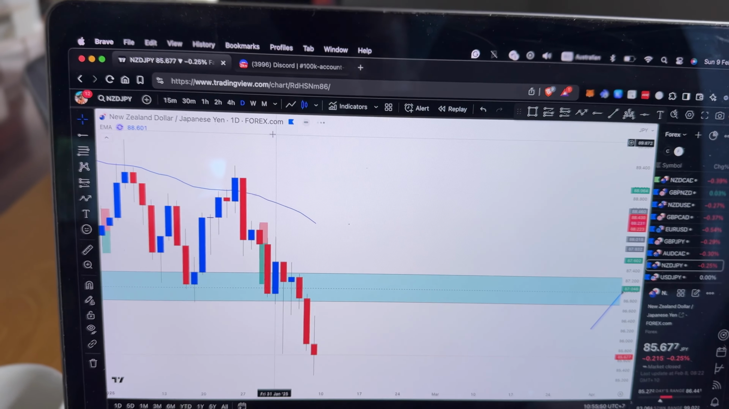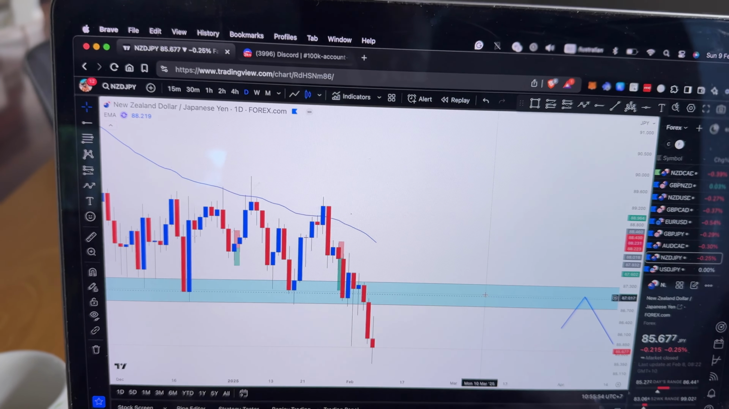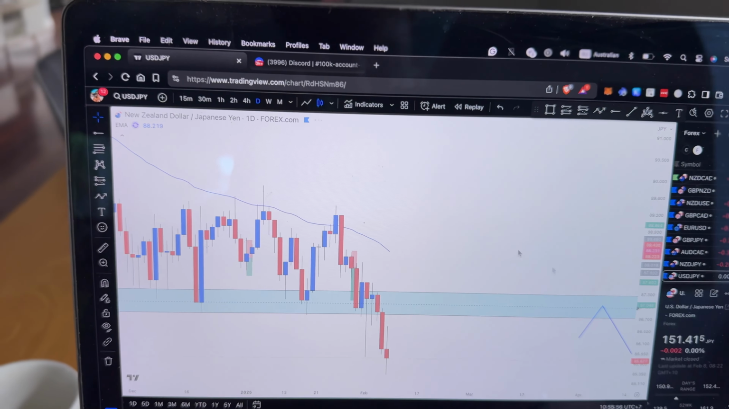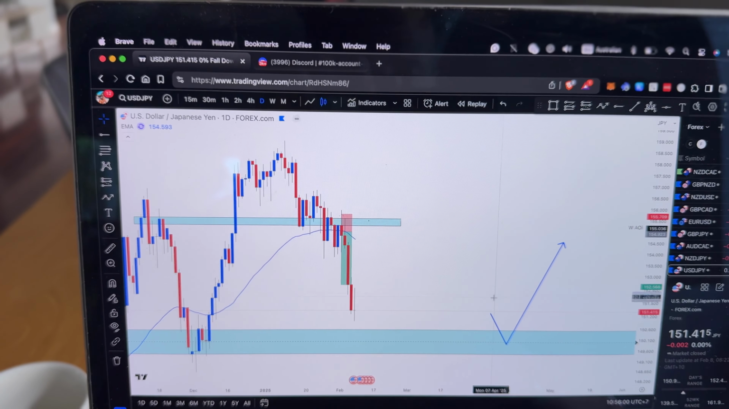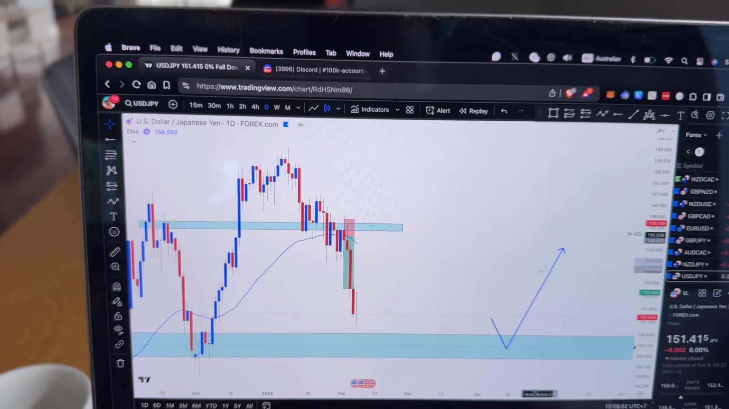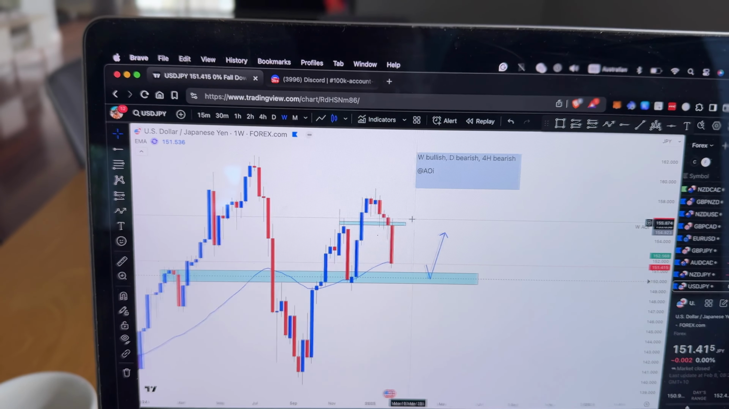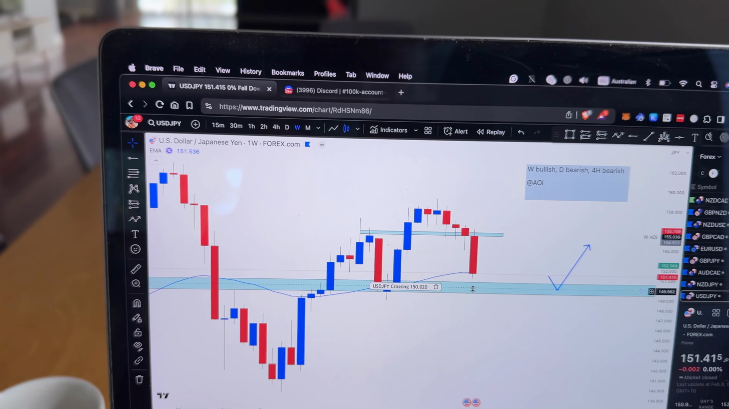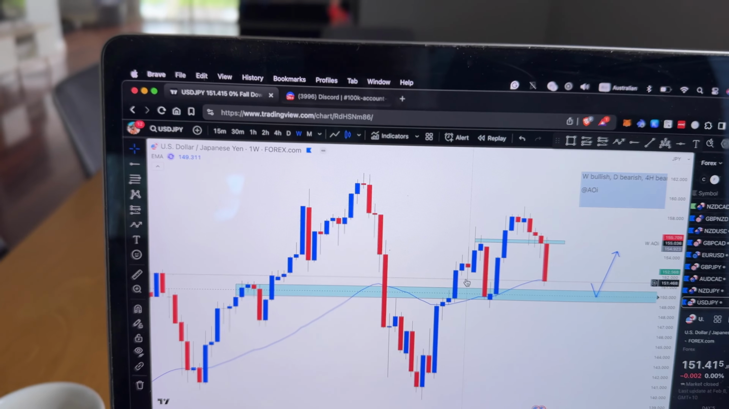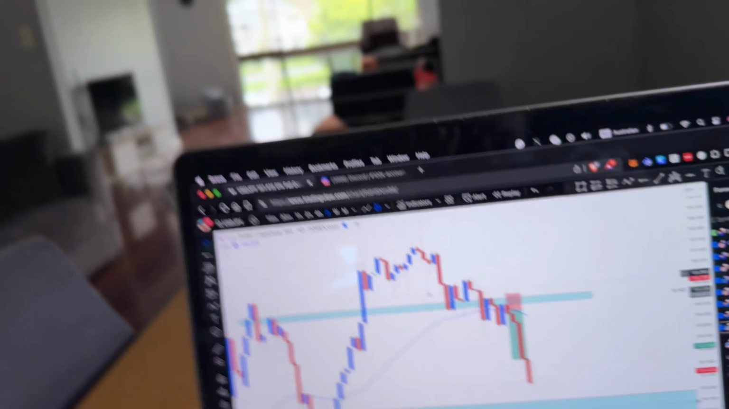NZD JPY, same thing like GBP JPY, just retest this area and then sell. And USD JPY, what I'm waiting for is to come to this area to then buy, but we will see what's going to happen as well, because USD JPY is coming to the weekly support, so it should bounce, but if I'm not going to get my entry signal, then I won't buy it.